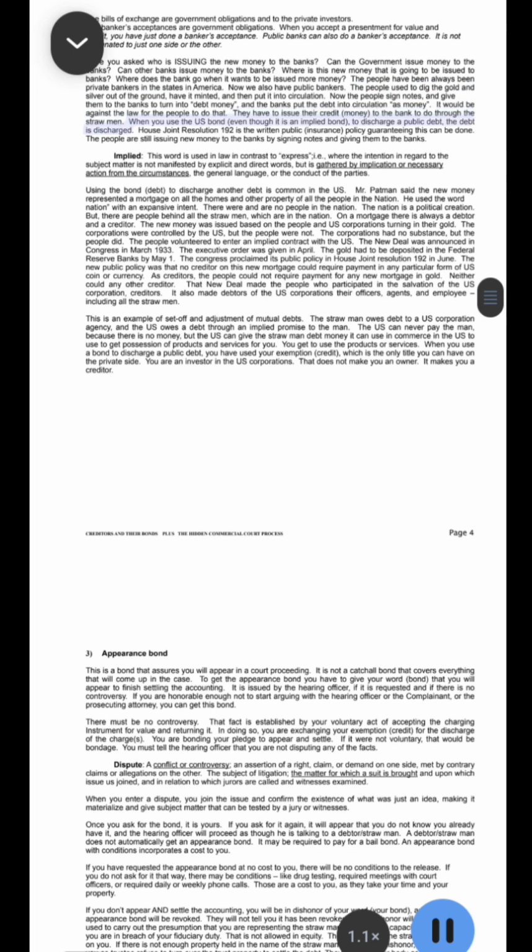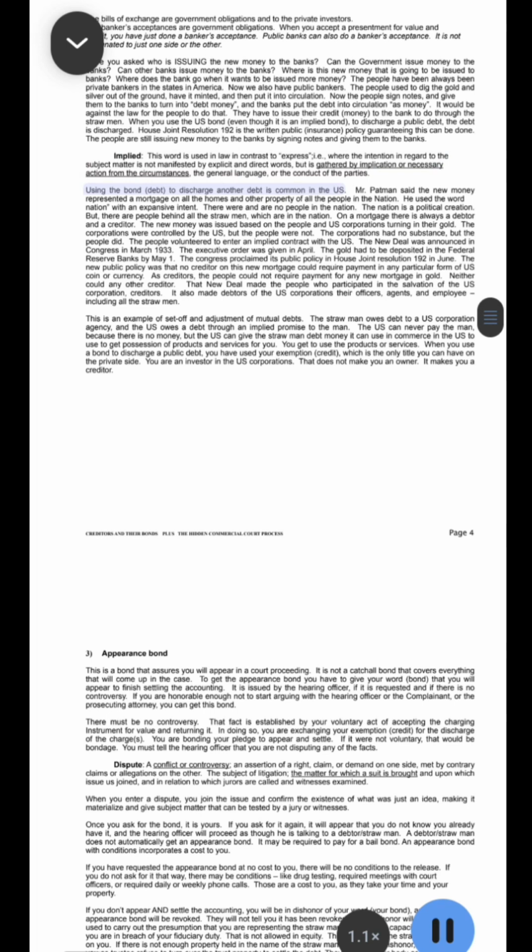When you use the U.S. bond, even though it is an implied bond, to discharge a public debt, the debt is discharged. House Joint Resolution 192 is the written public insurance policy guaranteeing this can be done. The people are still issuing new money to the banks by signing notes and giving them to the banks. Implied. This word is used in law in contrast to express, i.e., where the intention in regard to the subject matter is not manifested by explicit and direct words, but is gathered by implication or necessary action from the circumstances, the general language, or the conduct of the parties.